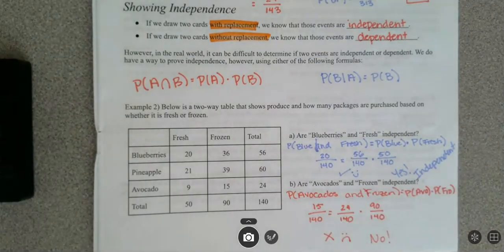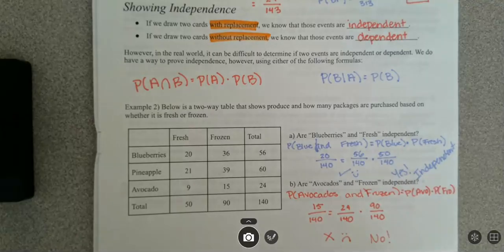If you did this correctly, you should have found that they are not independent. Avocados and frozen are not independent, so they do affect one another. They are not the same value. And that's it. That is everything that we will be talking about. The next day we'll be doing some more fun stuff.